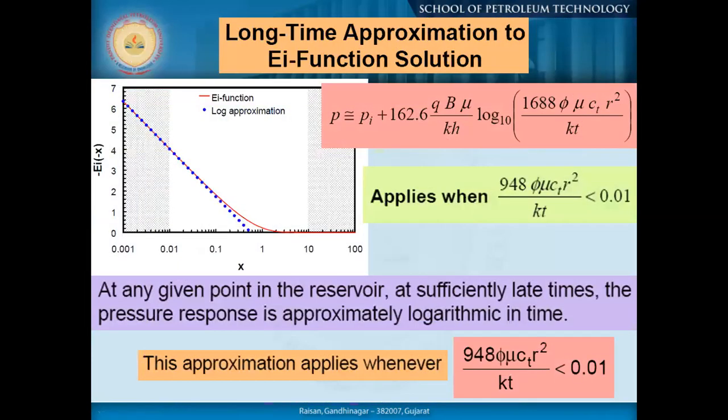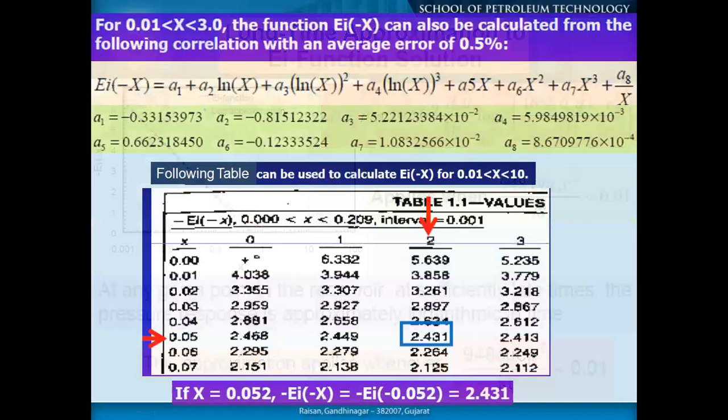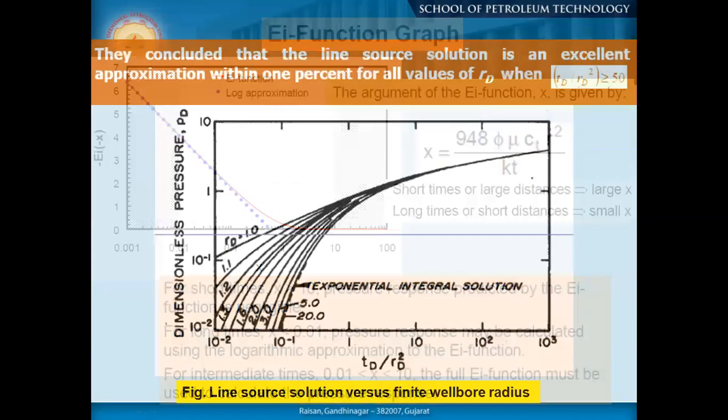Then in the case of the long time approximation, this is when our x value is less than 0.01. At that time we have to use this formulation. You see, now the Ei has been removed and approximated by the log. So at any given point in the reservoir, at sufficiently late times, the pressure response is approximately logarithmic in time. Now, let me show you one diagram here, the earlier diagram actually.